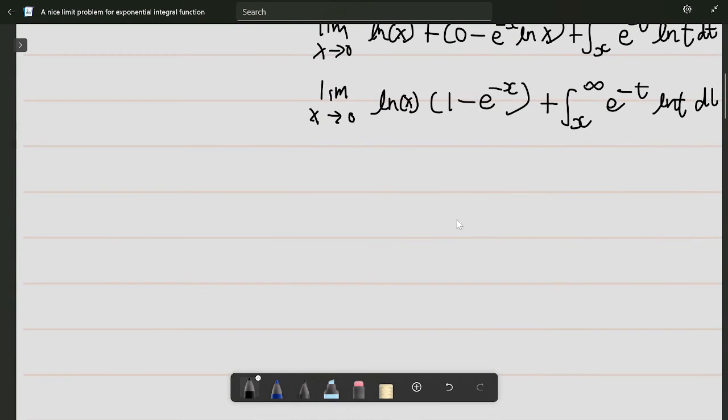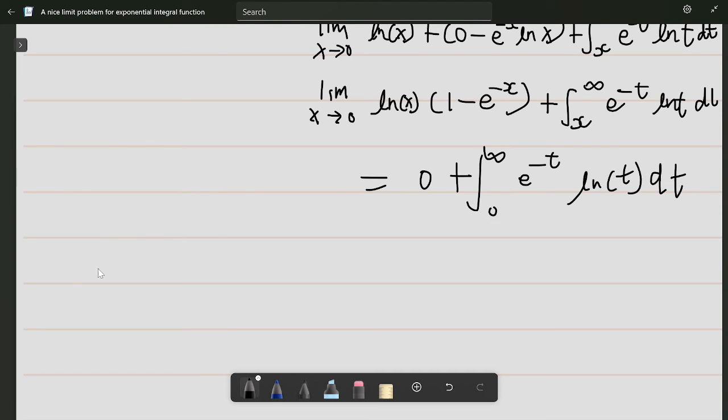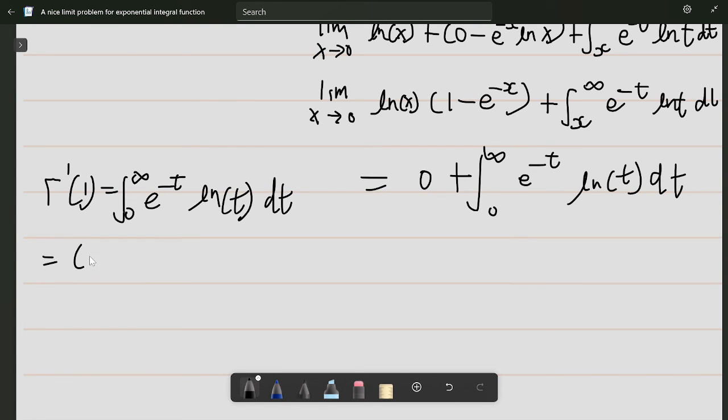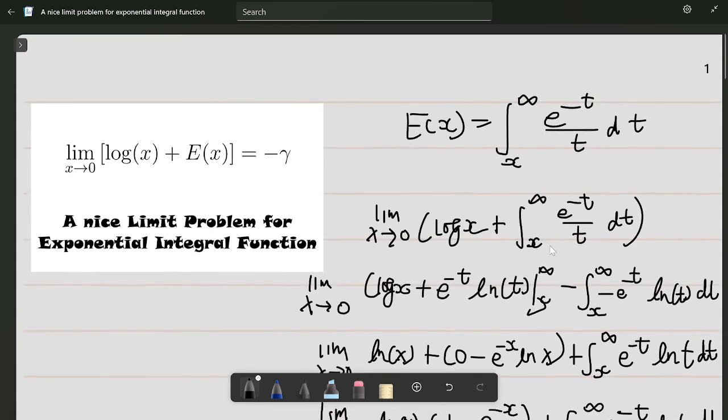So it equals 0 plus, and now at x equals to 0, this will be the integral from 0 to infinity of e to the power minus t ln t dt. And I think you should have heard of this integral. If you haven't heard of it, it's just the derivative of the gamma function at 1, which is this integral of e to the power minus t ln t dt, and we know that the derivative of gamma at 1 is just minus the Euler-Mascheroni constant. So this is just minus the Euler-Mascheroni constant, and that's also the limit.